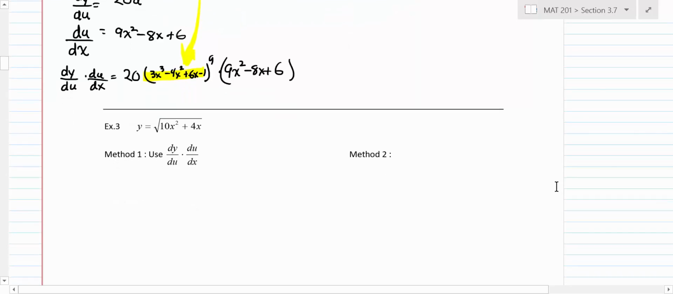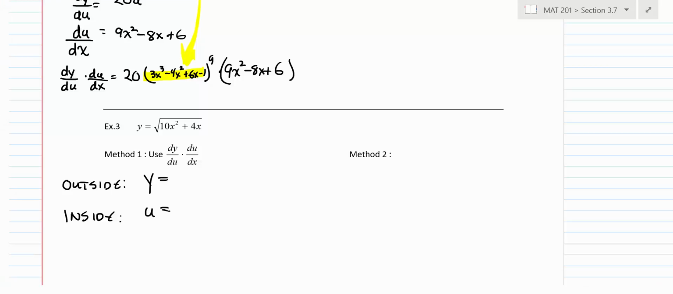Now, this one's got a square root. So again, what we've got to look at is the big outside function, and then the inside function. That's the whole key. And remember, the outside function is y equals something in terms of u. The inside function is u with respect to x. So what do you see as the big whole entire function? A square root of something, right? Exactly. So you're going to say square root of u. What's the inside part? 10x squared plus 4x. Good.